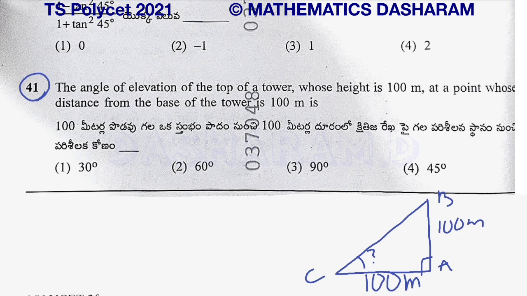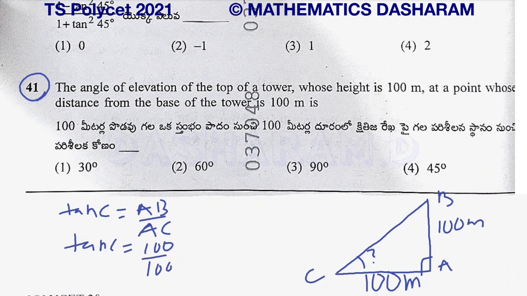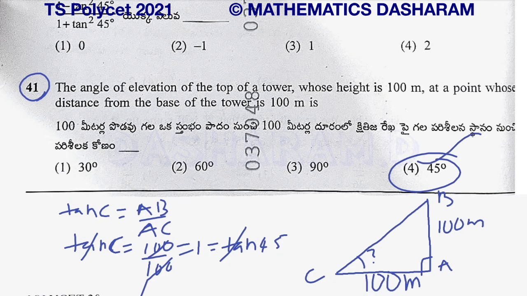So here angle A is 90 degrees. So this is our required angle. For this angle, 100 meters is the opposite side, and this 100 meters is the adjacent side. So then use the tan C formula, that is opposite divided by adjacent, that is AB by AC. So tan C equals 100 by 100, both cancel, it is equal to 1, but 1 can be written as tan 45 degrees. Now tan cancels, then angle C value is 45 degrees. So option 4 is correct.